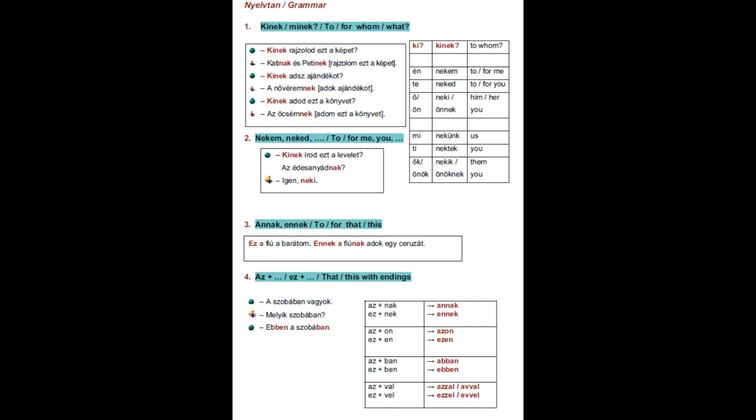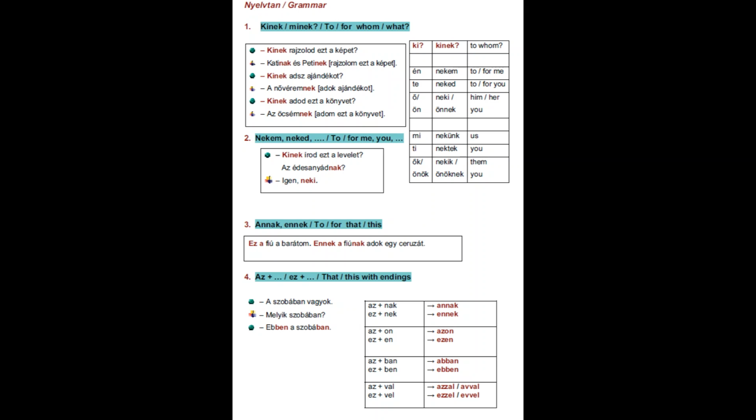So let's go back to number 3 and read the sentence. I'll read the 2 sentences at regular speed, and then you'll read it a couple of times with me, okay? Ez a fiú a barátom. Ennek a fiúnak adok egy ceruzát.